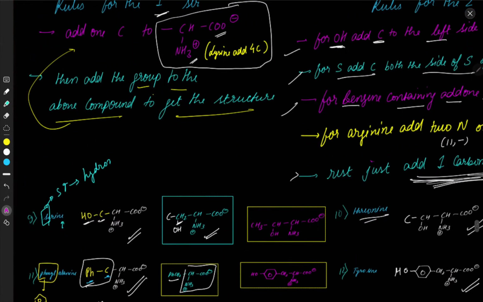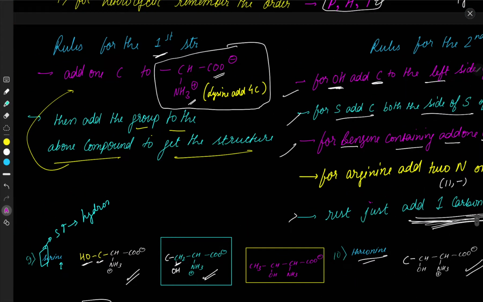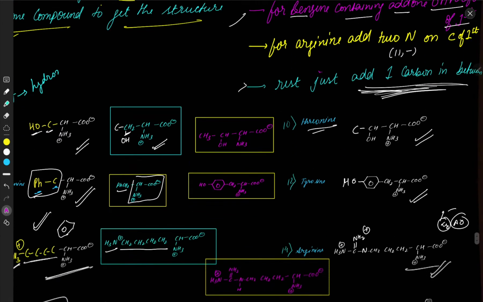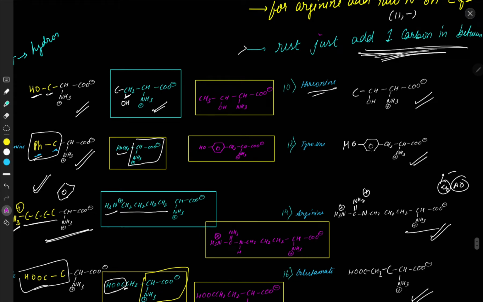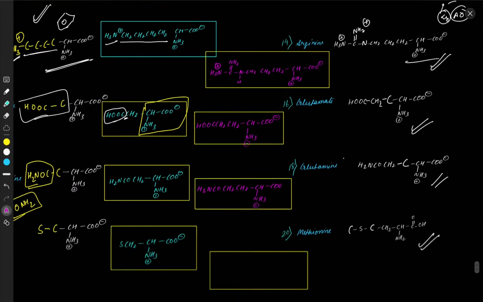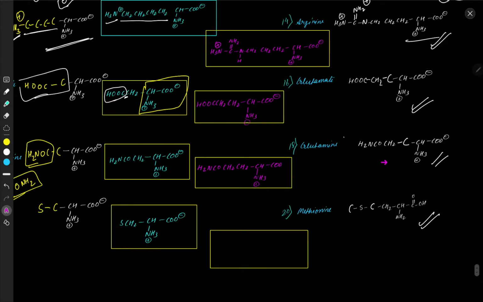I have told you the way how to draw the first structures. Okay, add one carbon to this and add one group to this. And then for the second structure, you have to find it from the first one. Now this is also right. Glutamine is also correct. Methionine, let's check. Is this also correct? One carbon to this, one carbon here, one carbon here, one carbon here, two carbons on both sides of S.